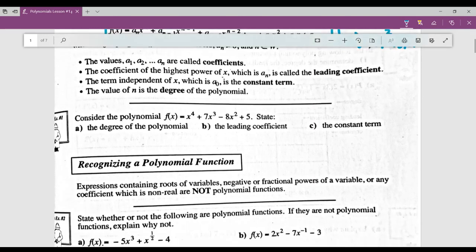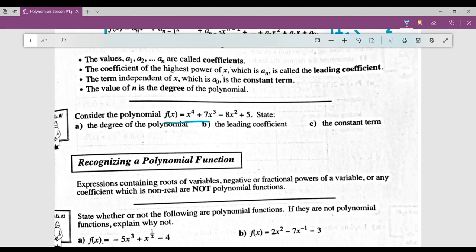So if we move down, we have this polynomial here. F of x is equal to x to the 4 plus 7x cubed minus 8x squared plus 5. So when we're talking about the degree of a polynomial, we're always talking about the highest exponent there is. And in this case, it would be 4. So the degree of this polynomial is a 4.